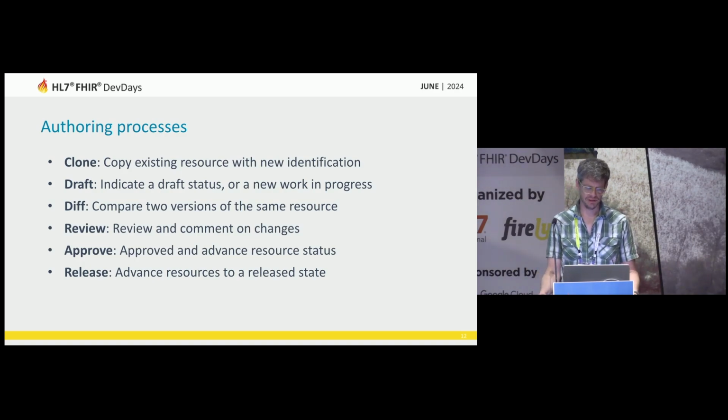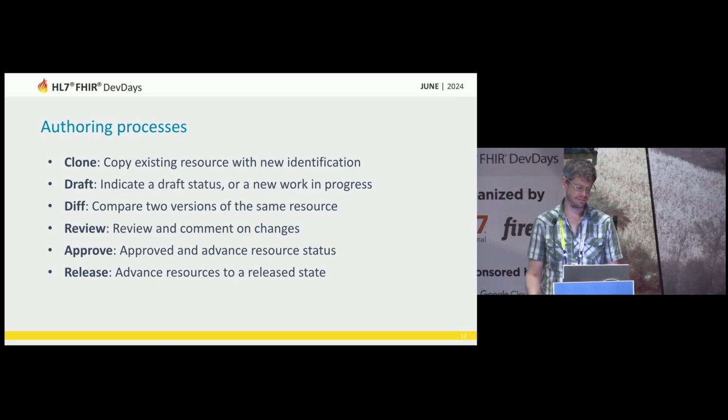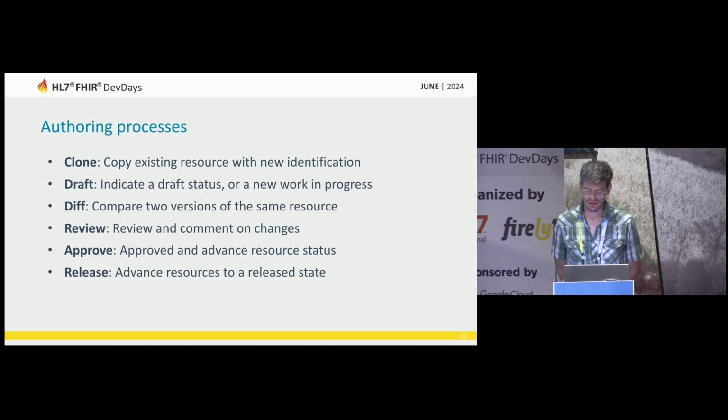And so there are some semantics in the IG currently. I don't know if this is exhaustive, but there are typical processes that happen during authoring time. There's cloning, drafting, comparing two resources, reviewing, approving, and releasing them. And the IG has some operations that can define this in FHIR, as well as the semantics, so that if you aren't going to use FHIR for your content creation process, you can still take advantage of some of these semantics. And that was probably confusing.